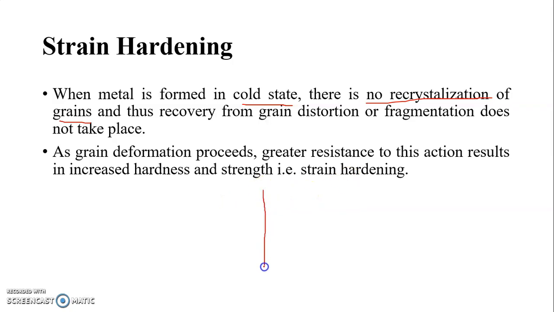As we can see from the mild steel stress strain diagram, with stress on the y-axis and strain on the x-axis, this is the stress strain diagram of mild steel. So strain hardening is done at the plastic deformation zone.